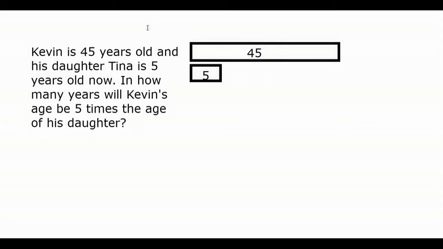Right, now to do this problem, we're going to need to figure out the age difference of these two, because we know that Tina is 5 years old and Kevin is 45. What is the age difference between these two? Right, so we can get the age difference by subtracting 5 from 45 equals 40. They have an age difference of 40 years. For 40 years, Tina will be 45.